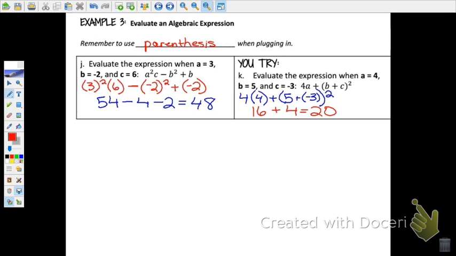So just have to be careful, especially with those negative numbers, that they get plugged in correctly. Okay, not confused, for example, here with the minus sign that's already in the problem.